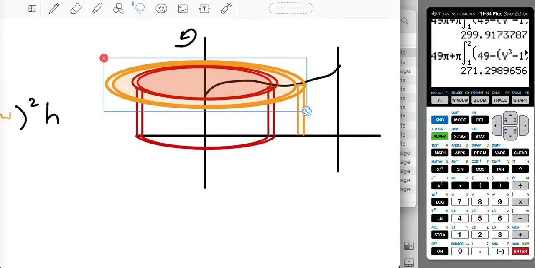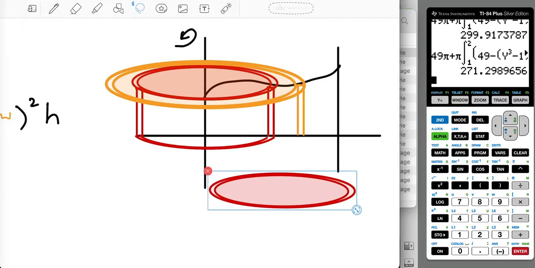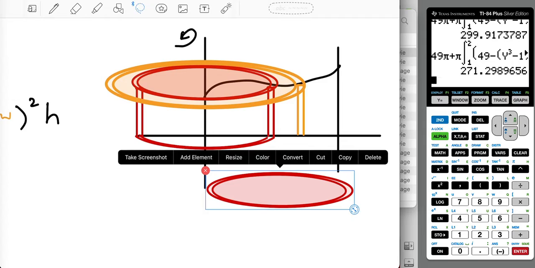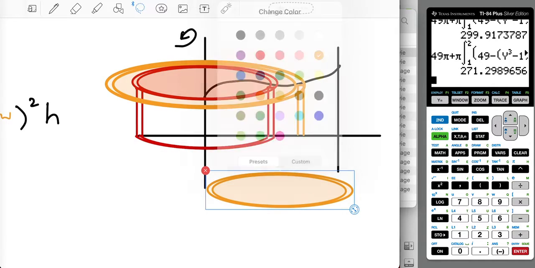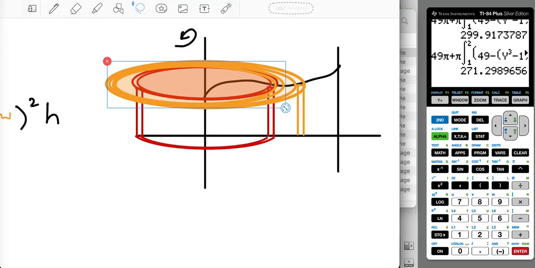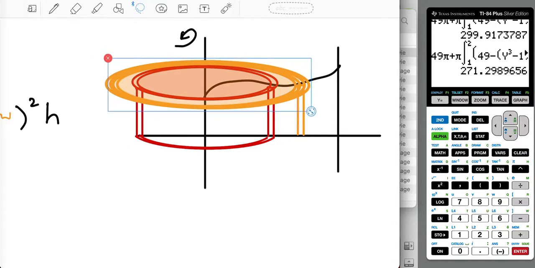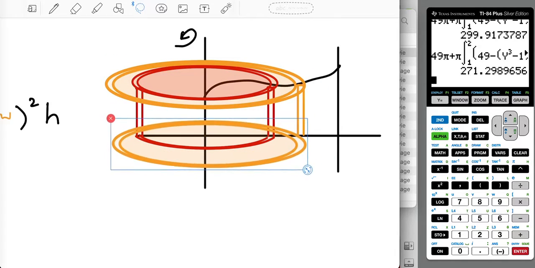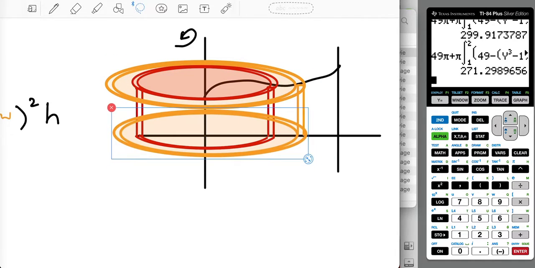Color is orange, and then copy, and then paste, and then color, and then orange, and then resize, and why it didn't, oh, I didn't copy the same figure. Okay, well, anyway. Yeah, so something like this.